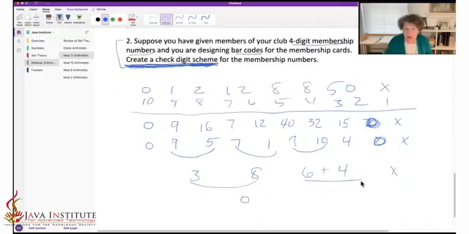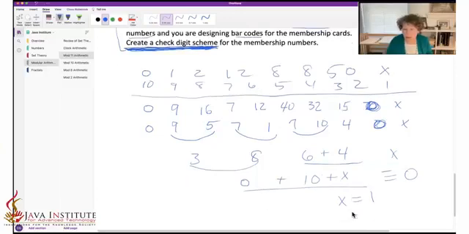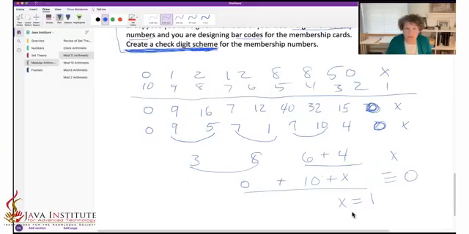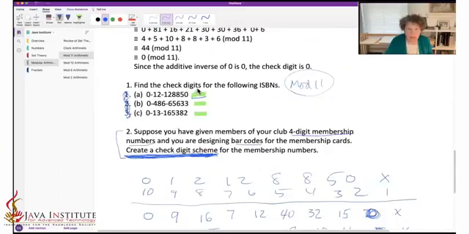Okay, so we've got a 0, 0 plus 10 plus x. We want that to be 0. What does x have to be? X has to be 1. So it's not what you get when you add up the numbers. It's what you get when you add up the numbers and subtract that from 11.